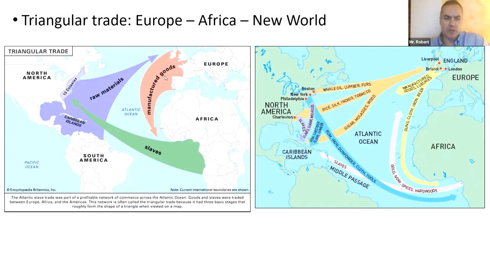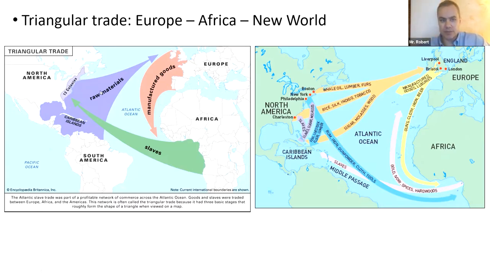In general, the colonies were used primarily for raw materials, the basic stuff like tobacco, corn, cotton, wood, fish. And then from Africa, they would bring enslaved people to help produce those raw materials on the plantations, the sugar, the cotton. And then Europe's role was mostly to produce manufactured things that were higher value.